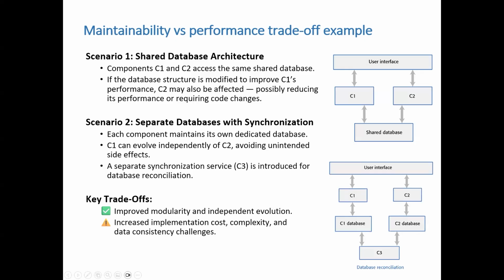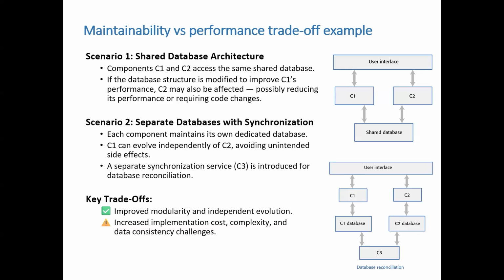Now, in the second diagram, we explore a more modular architecture. Here, C1 and C2 each have their own database, tailored to their needs. That means we can optimize C1's database structure without worrying about C2. So, sounds great, right? Well, not so fast.